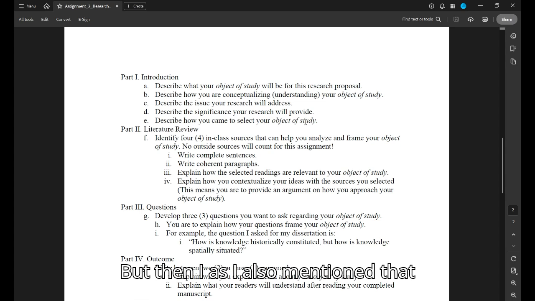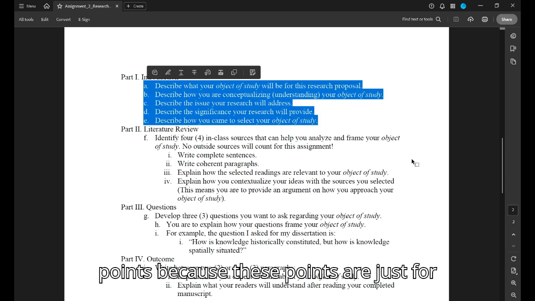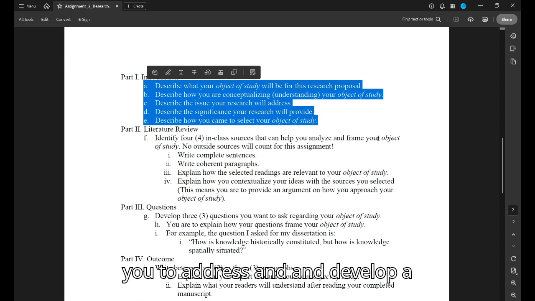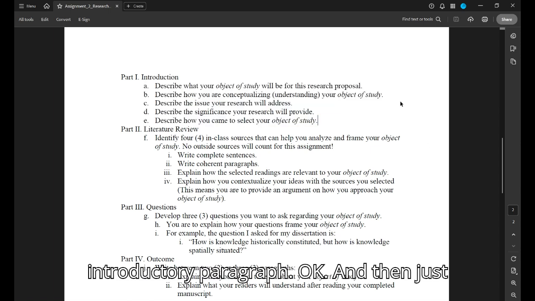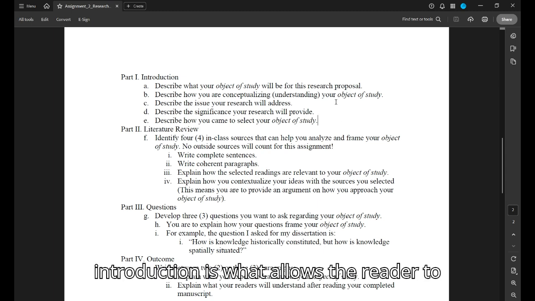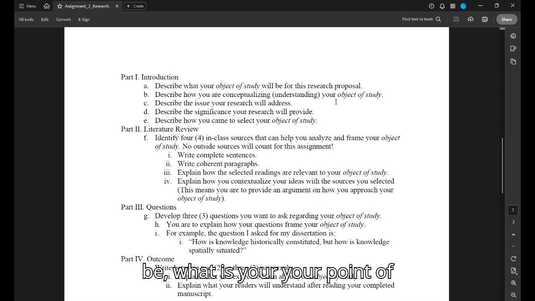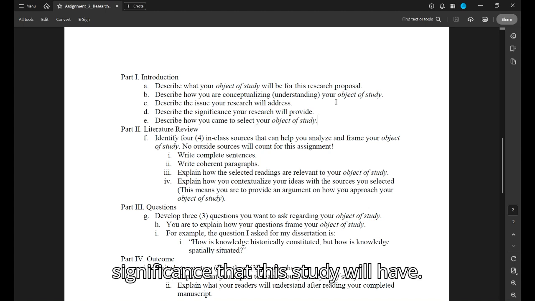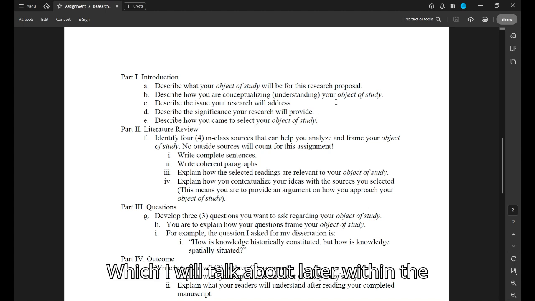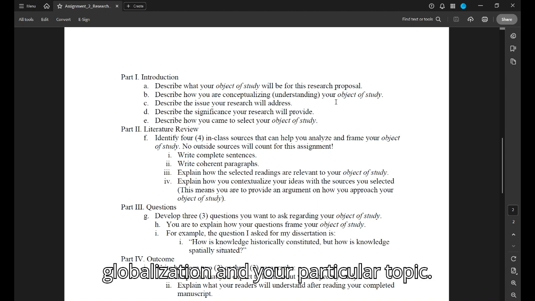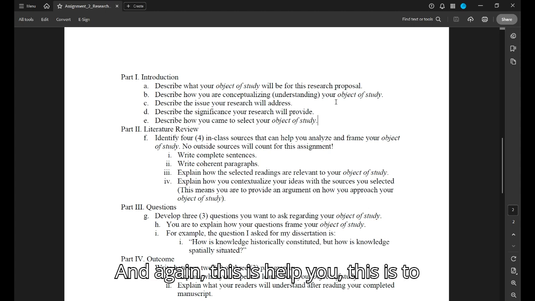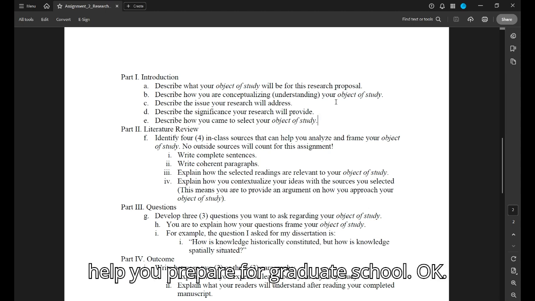But as I also mentioned, you're not supposed to include these points, because these points are just for you to address and develop a cohesive and well written out introductory paragraph. And just as a reminder, the introduction is what allows the reader to understand what your topic is going to be, what your point of approach is, and what issues and significance this study will have, which I will talk about later within the much larger discussion about globalization and your particular topic. Again, this is to help you prepare for graduate school.